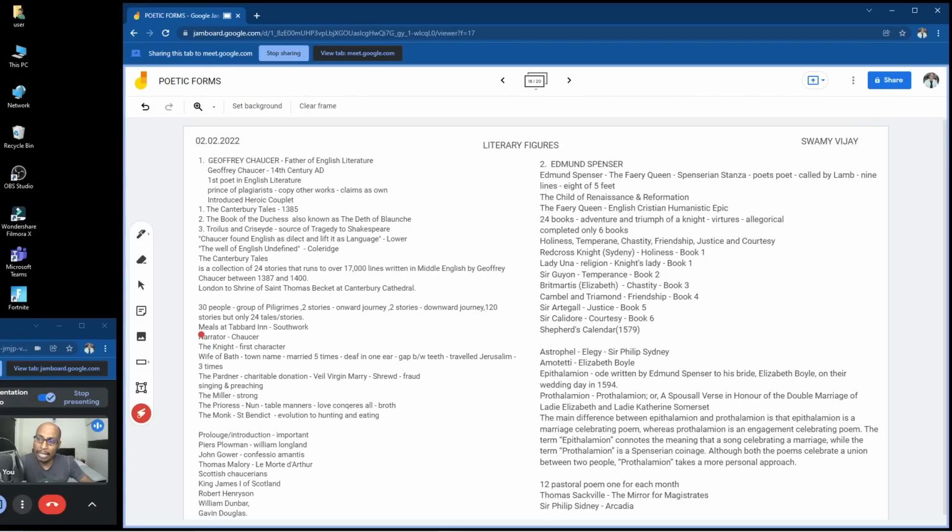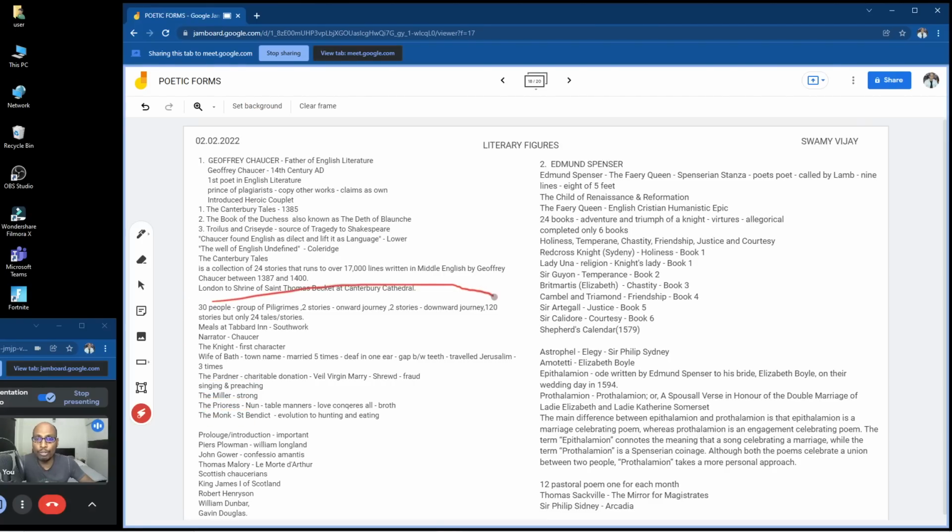So there are so many characters here. This is about the knight, the first character, then the wife of Bath. Many are interested in this wife of Bath only. I suppose Diksha or somebody asked why it is named Bath, why the name of the town is given to her. That was already explained. And the pardoner, the miller, the prioress, the monk.